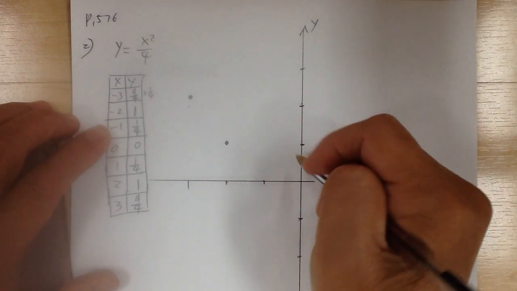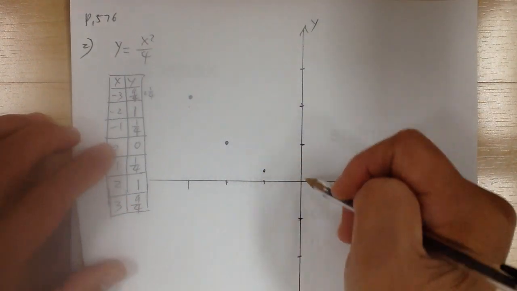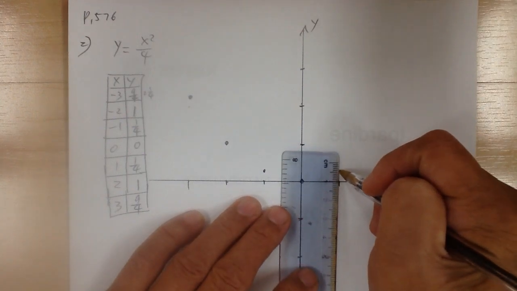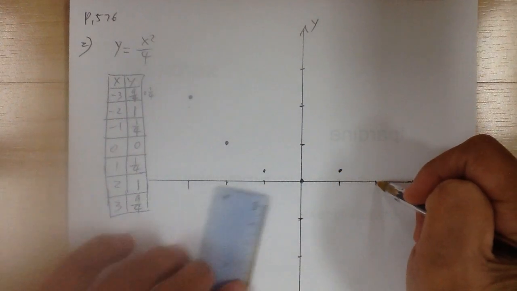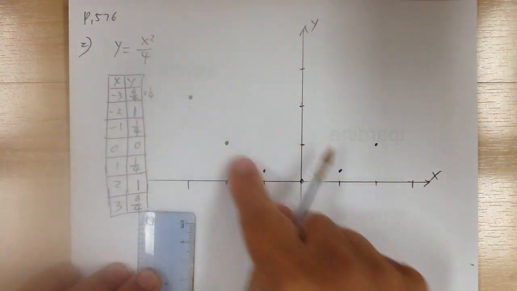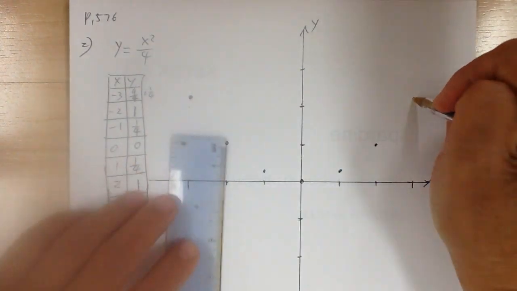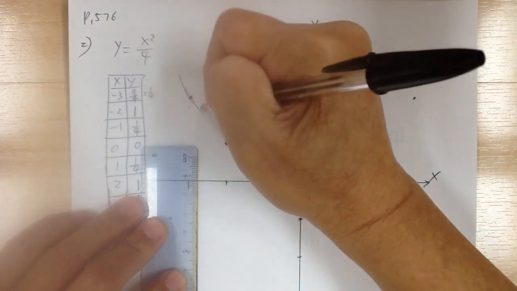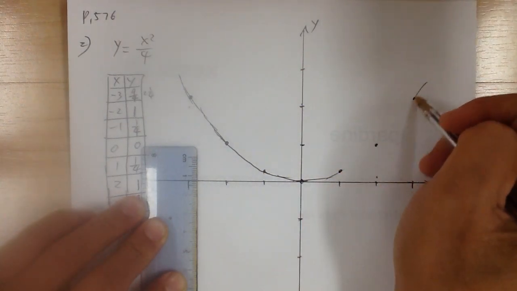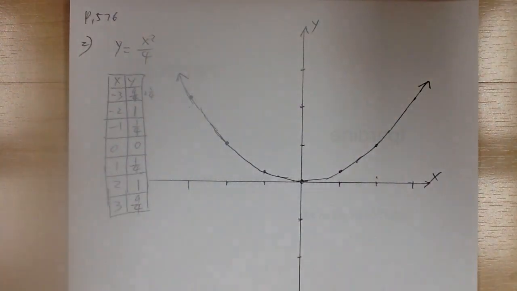And next one is when -1 will give you 1/4. Okay, so it's going to be right over here. And it's going to be 0, 0. And the next one, 1, and it's 1/4. It'll be right over here. And 2, 1. And notice this is a quadratic, so it's going to be symmetrical. Okay, and then you're going to get over here. Okay, and then just connect the dots. And remember to put arrow on the end. Okay. And that's it for number 2.